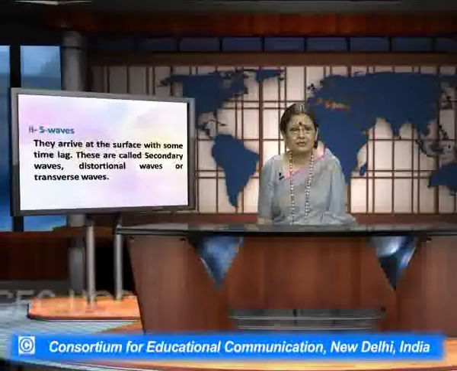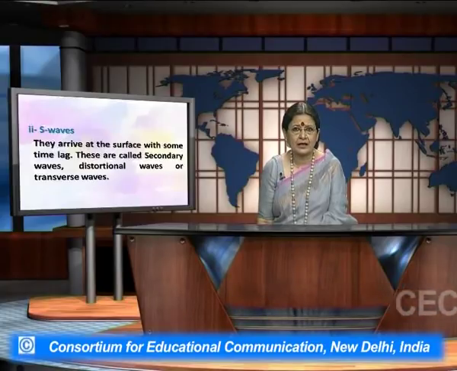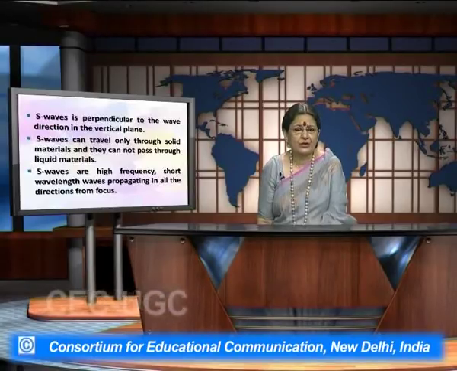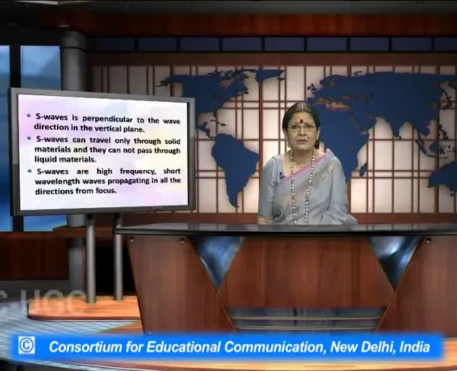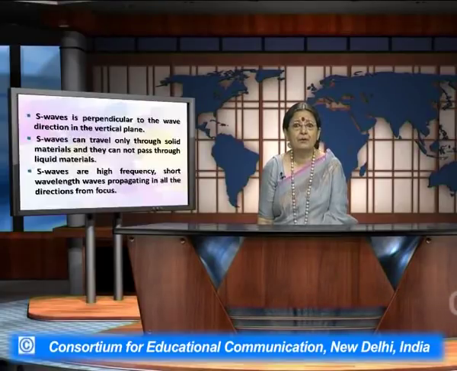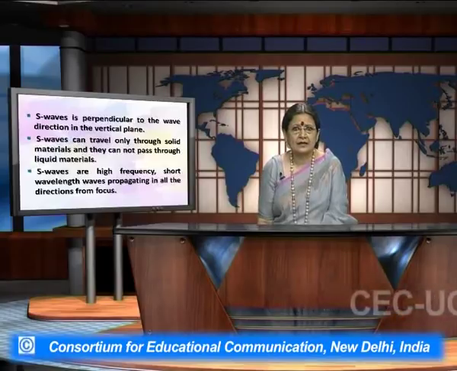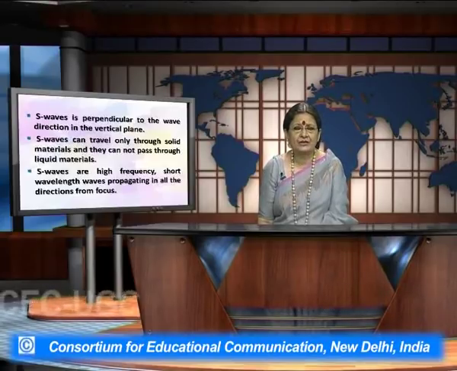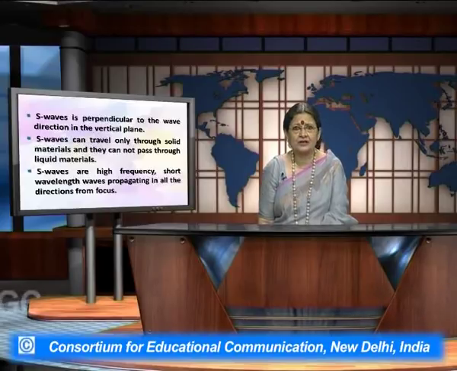Coming to the S waves, they arrive at the surface with some kind of time lag, and therefore they are called secondary waves. They are also known as distortional waves or transverse waves. When we talk about the characteristics of S waves, they are very different from primary waves, because unlike primary waves which move in a longitudinal manner in a to and fro motion, the S waves move in a perpendicular motion to the wave direction. That means it makes a kind of transverse motion, and they are distortional type of waves.